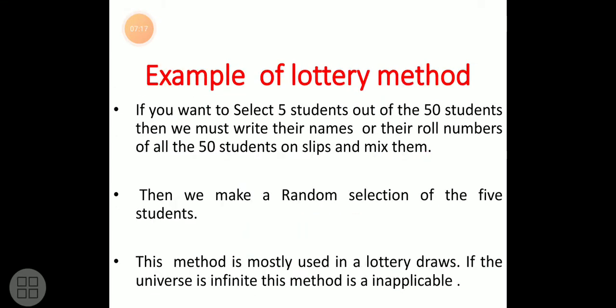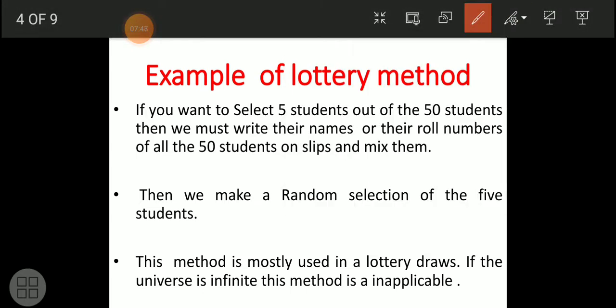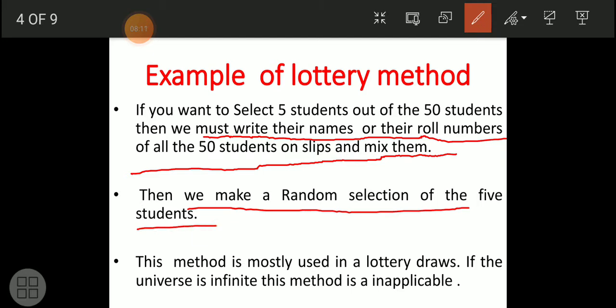Now another example of the lottery method: if you want to select a sample of 5 students out of a population of 50 students, then we must write their names. Already I have told you what is to be done and why. We must write the names or roll numbers of all 50 students on slips of paper, fold them, and mix them in a container. Then we make a random selection of the 5 students.